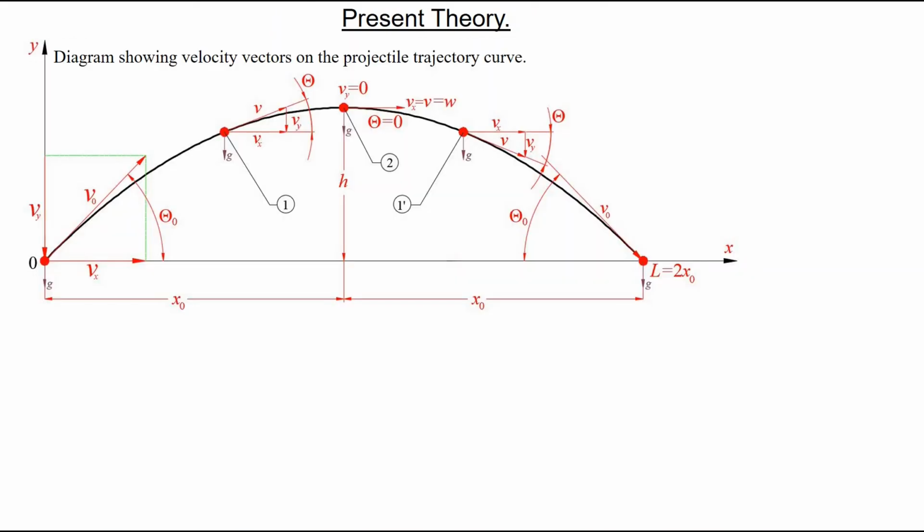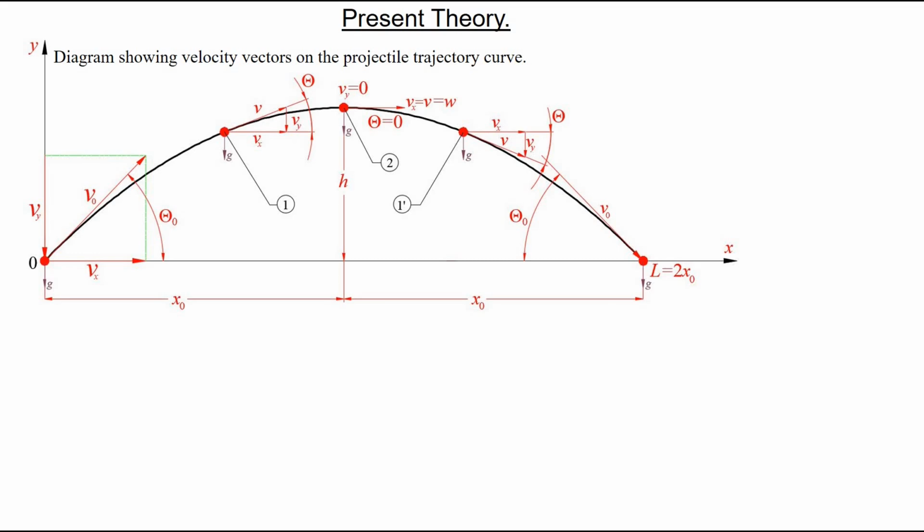Plot showing velocity vectors on the projectile trajectory curve. To reject the present theory, first we must derive the existing equation thoroughly before criticizing it. We must show the full derivation, show instances where the theory is wrong, and in some instances where the present theory matches the newly derived theory.